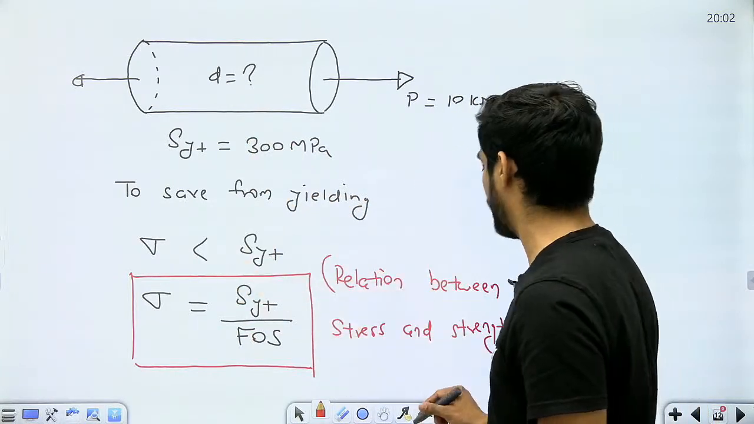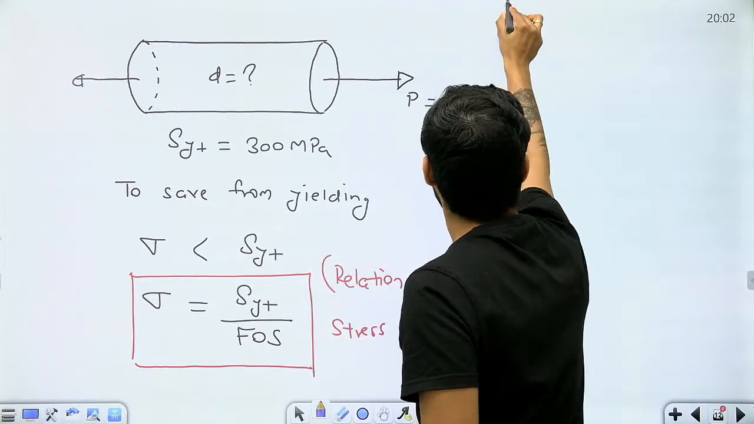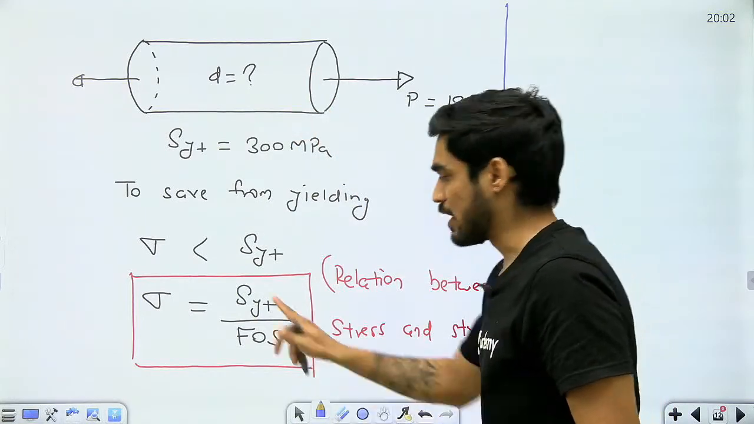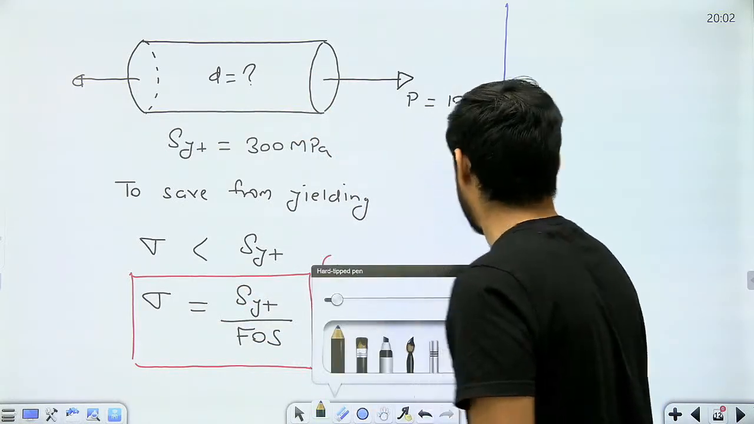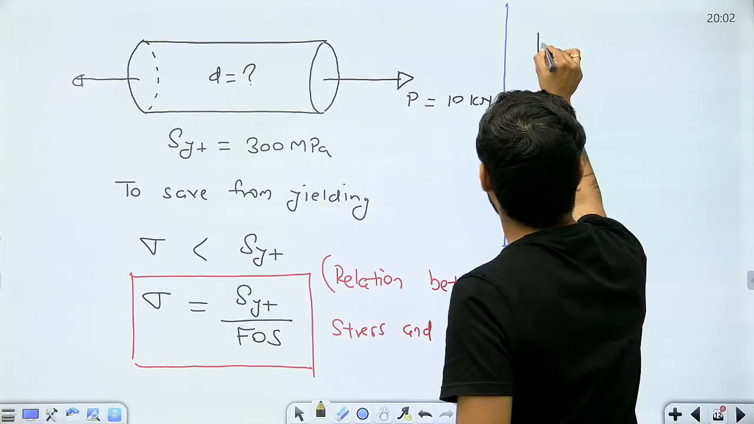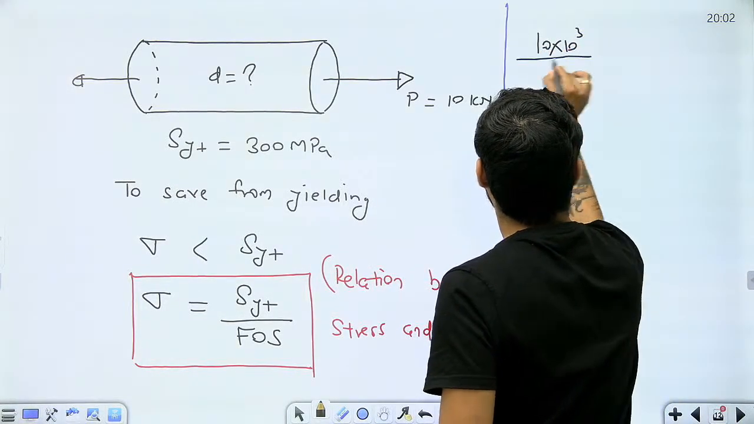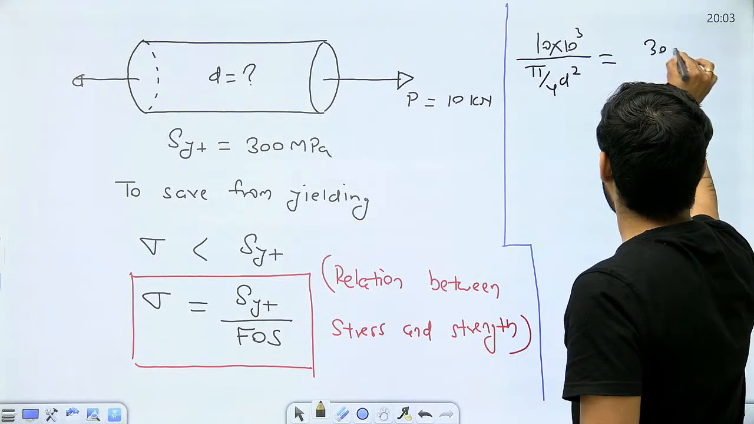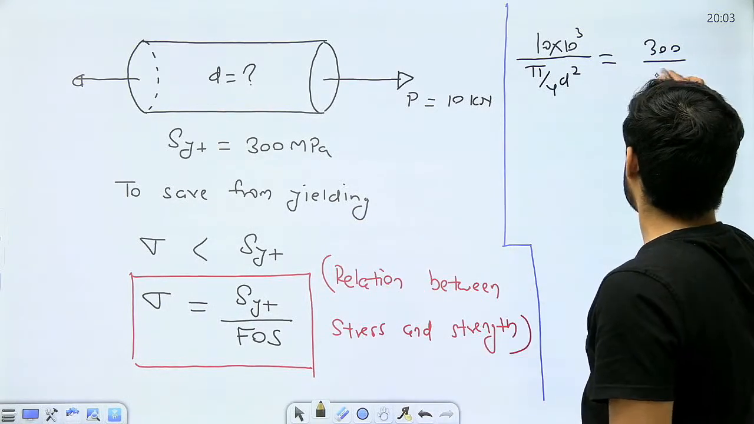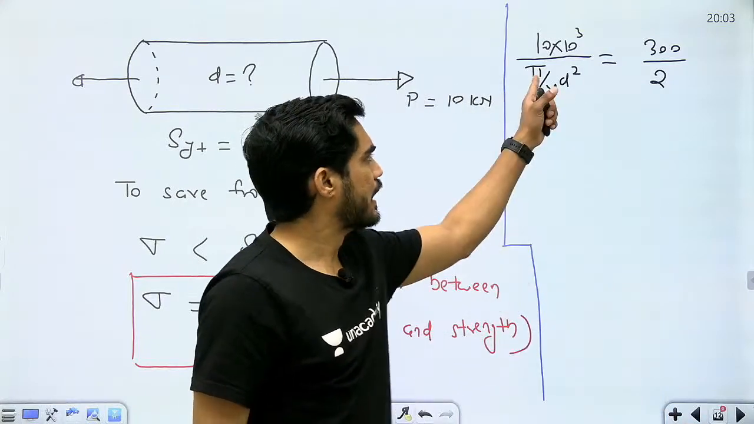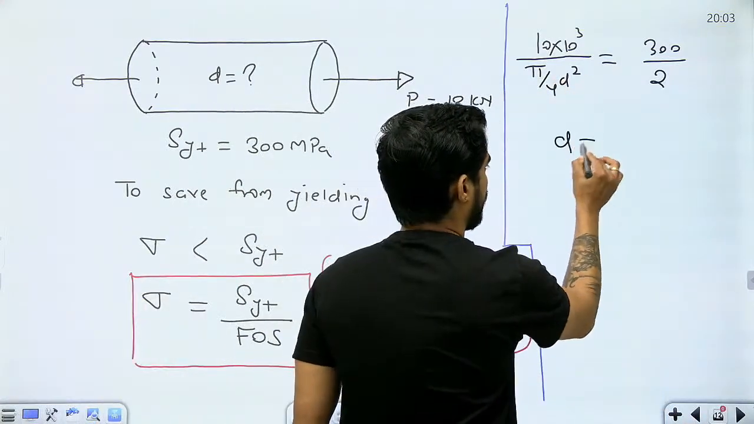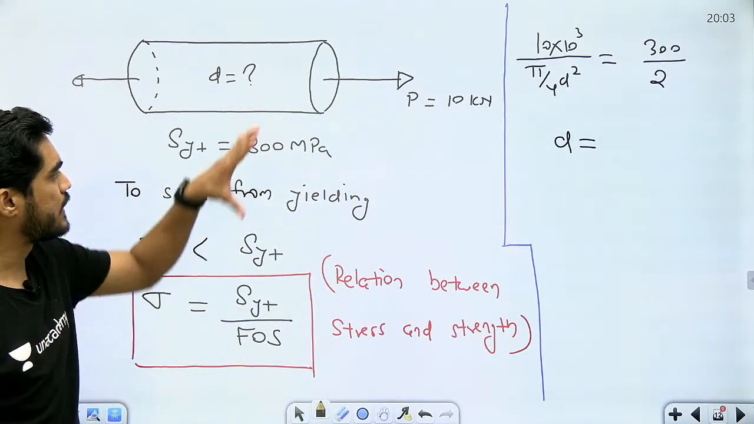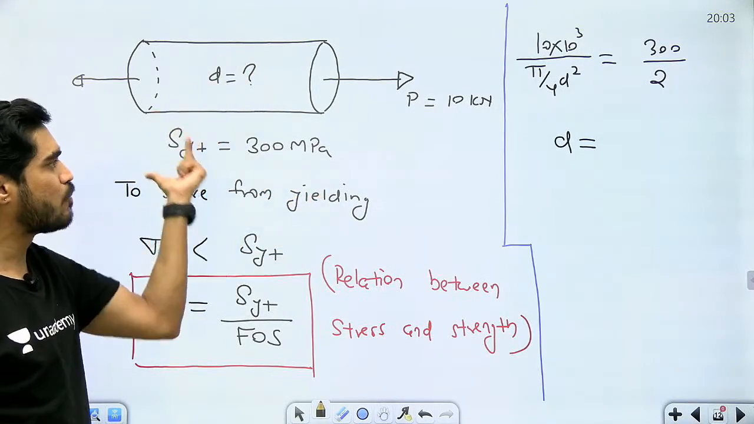So in this relation, if I put sigma equal to P by A, what am I going to get, beta? I will get 10 kilonewton divided by pi by 4 d square. SYT is 300 megapascal, and let's say factor of safety for example is 2. So from here I can find the diameter. I will find the value of diameter required to save this bar from yielding, right?